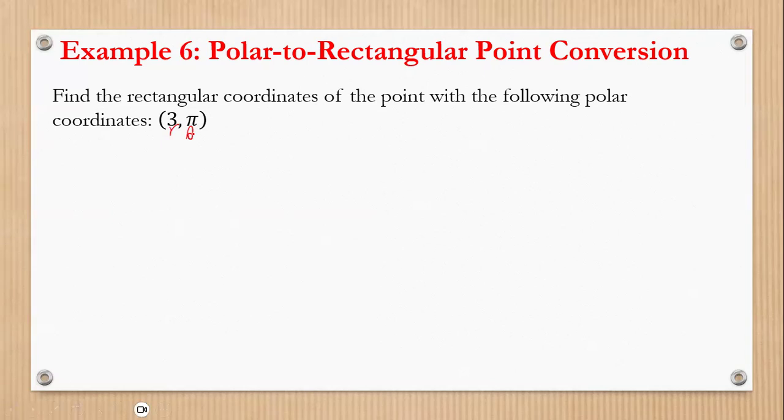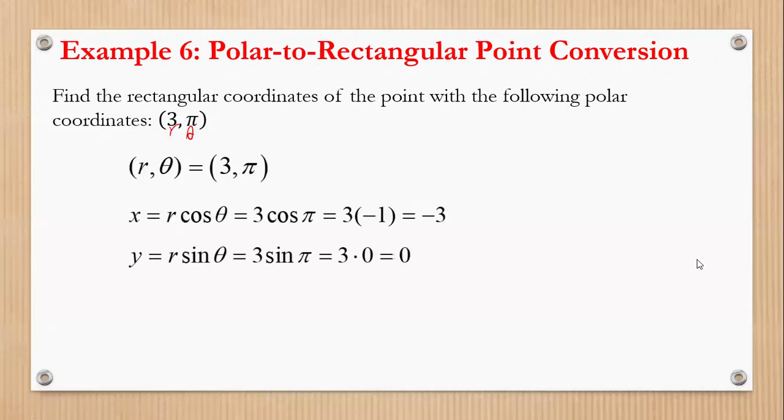We also know that x is r times cosine theta, and y is r times sine theta. If you replace r by 3 and theta by pi, we know that the cosine of pi is -1, and -1 times 3 is -3. Replacing r by 3 and theta by pi, we know that the sine of pi is 0, and 0 times 3 is just 0. Now we have the point in rectangular coordinates, and the coordinates are -3 and 0.